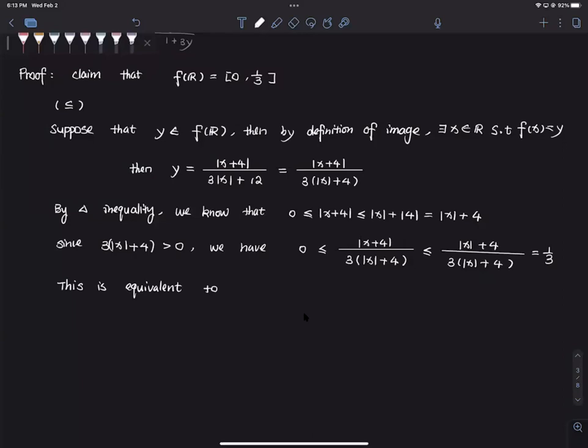So this is equivalent to y is in between 0 and 1/3. So y is an element of the interval. And we know that the image is a subset of the interval. So that's our first direction. Any questions so far?